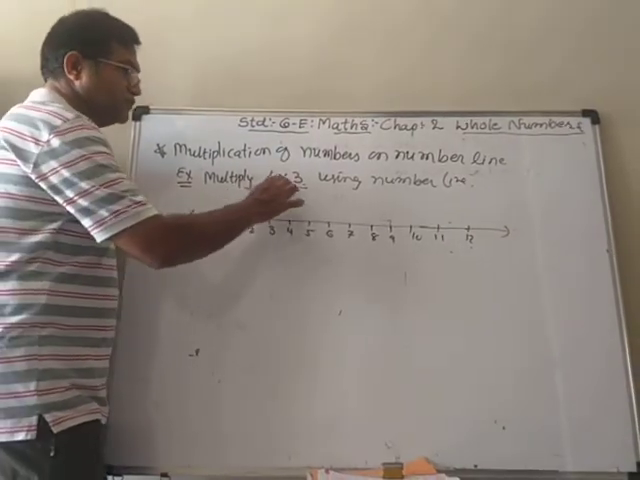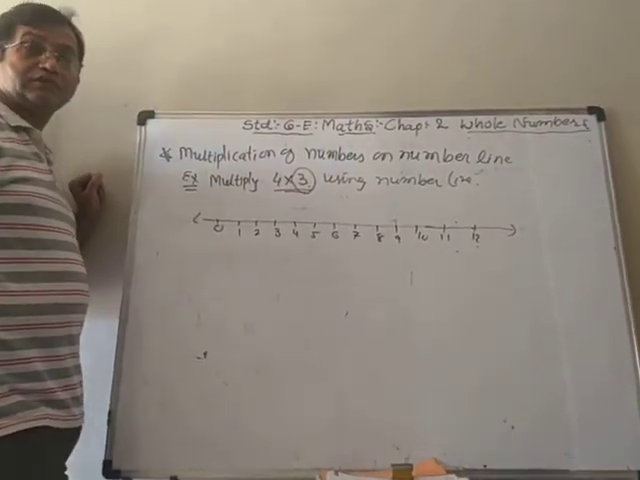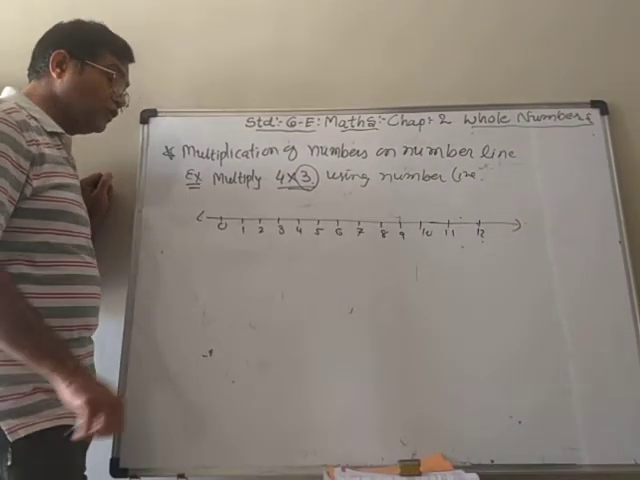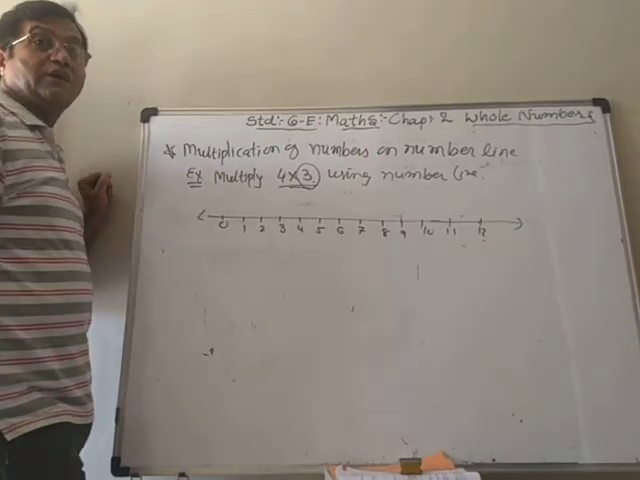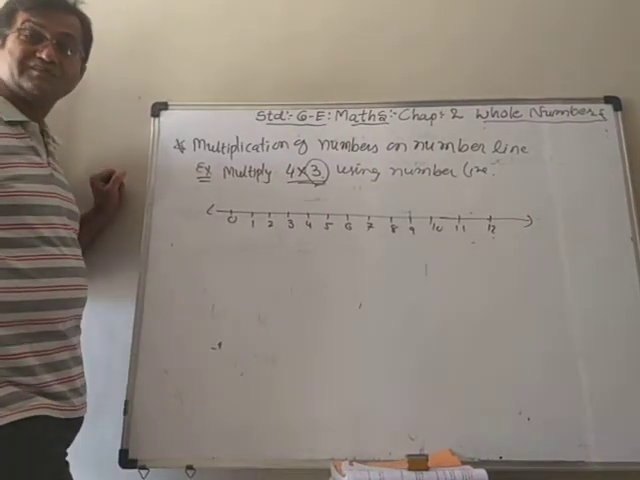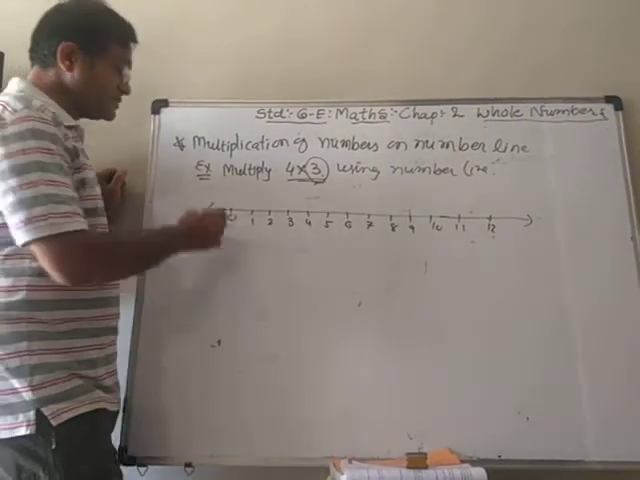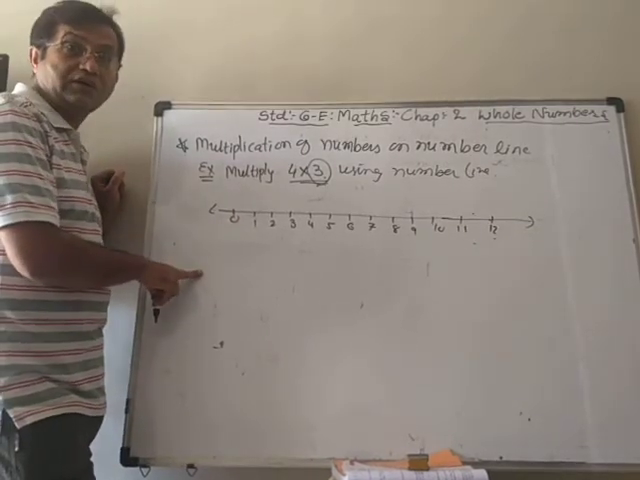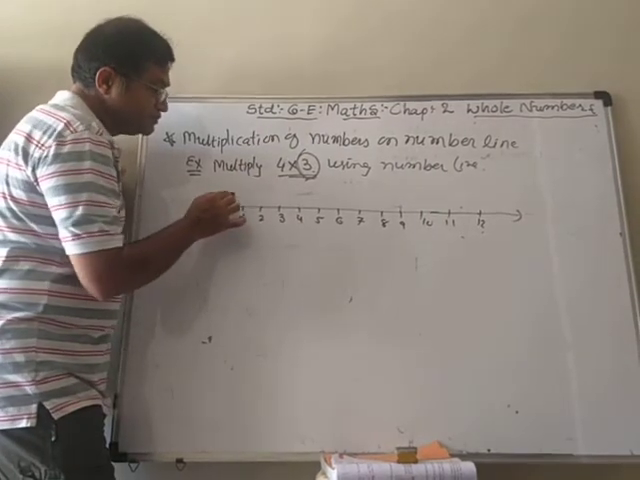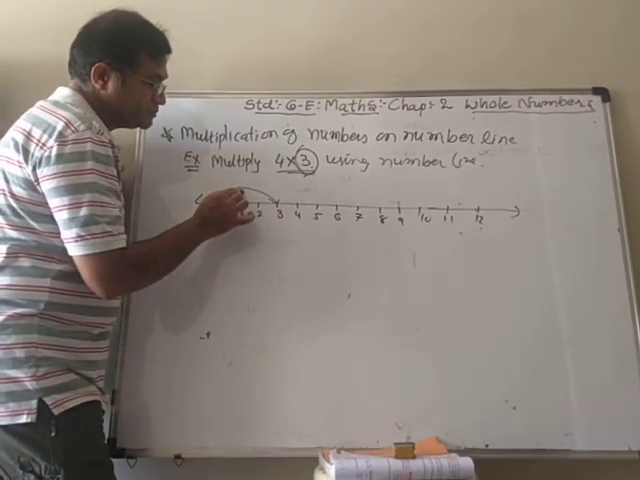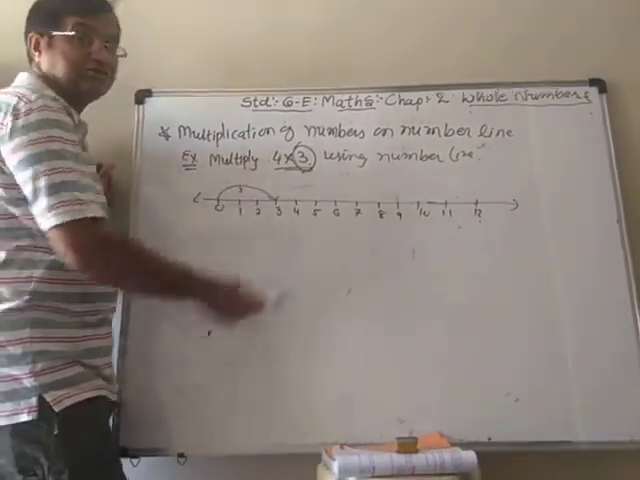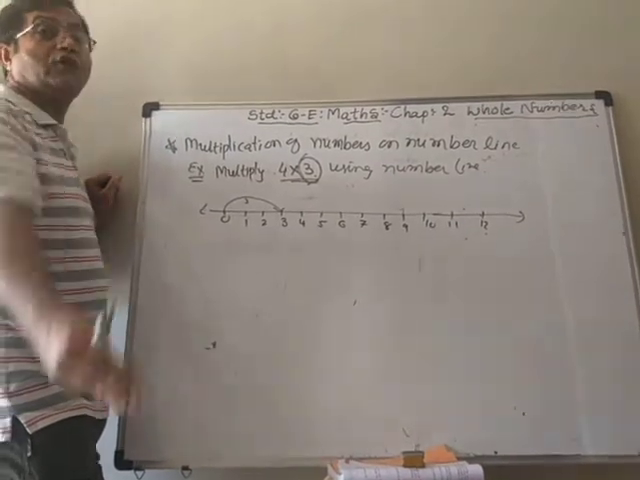Now we have to check which number is at the back: 3. So now you have to move. You have to jump big now. How many steps? 3 steps together. Starting from 0. Always you have to start from 0 in multiplication. Check the second number. 3 means you have to jump 3 at a time. How many times? 4 times 3 means 3 steps, you have to move 4 times to the right.